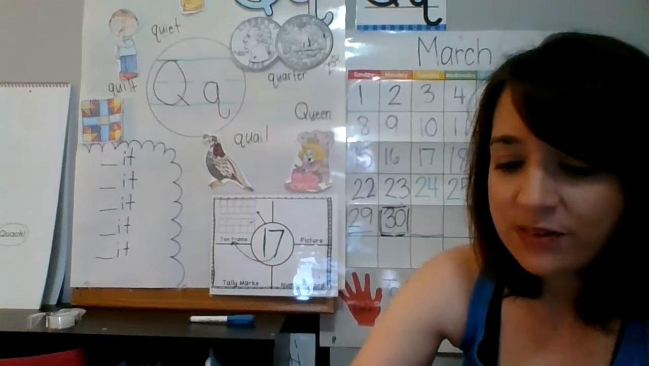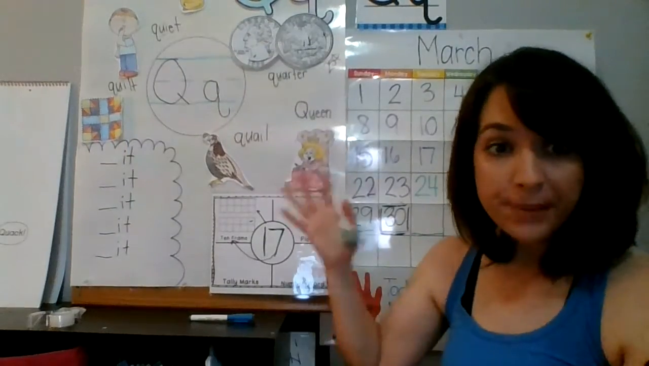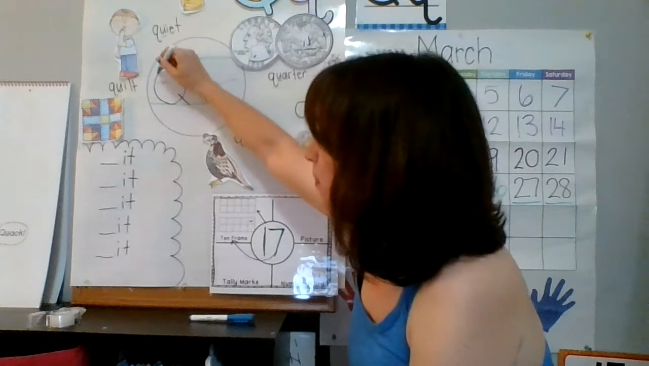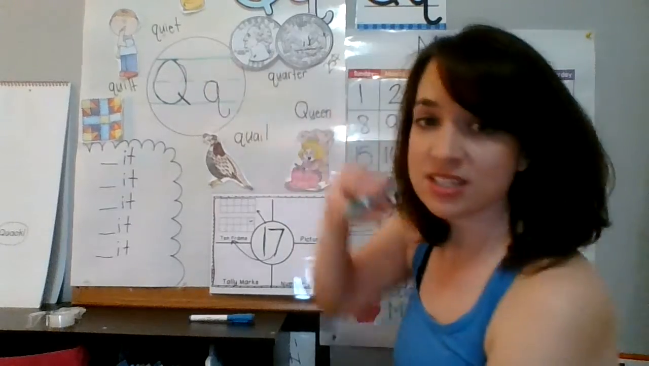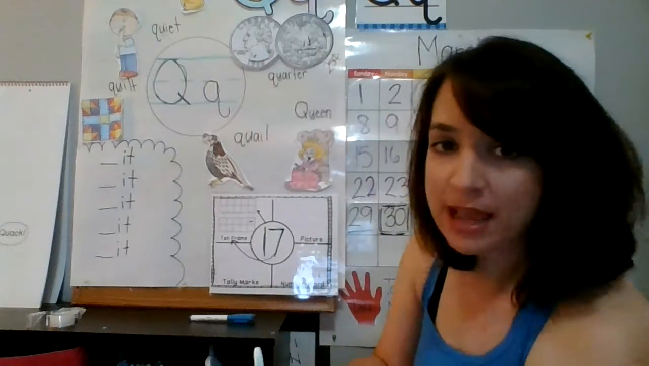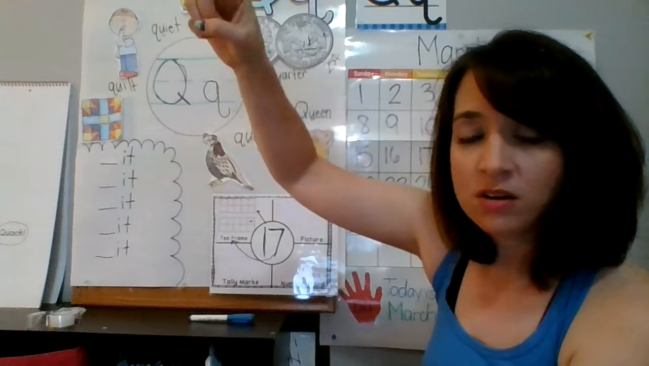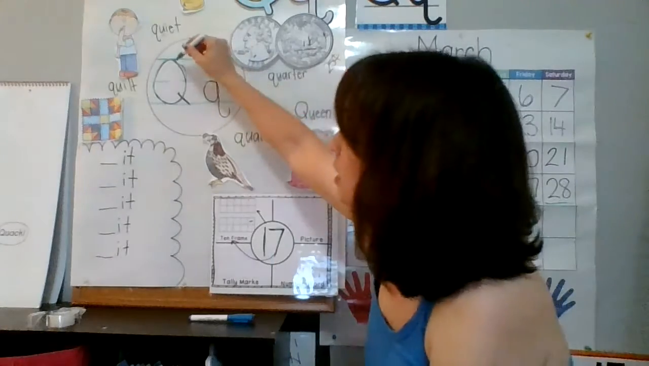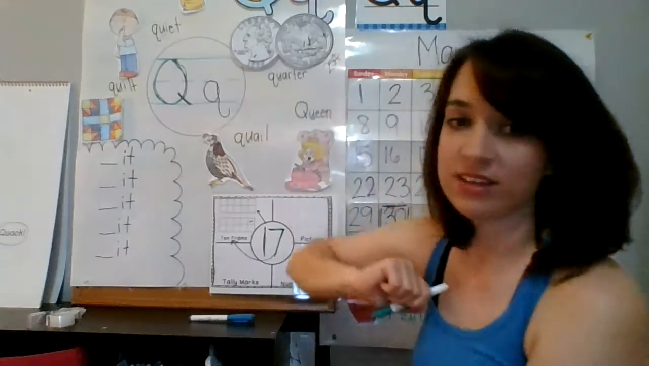All right, let's see if we can trace the Q to make an uppercase Q, the big Q. I start at that top line. I make me a big circle and a kick out just a little bit. Can you do that with your magic finger? Ready? Make a big circle, kick out. That's a capital Q. Big circle. Kick out for the little leg.